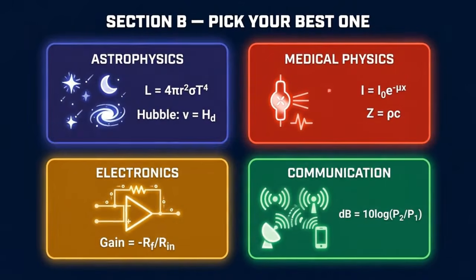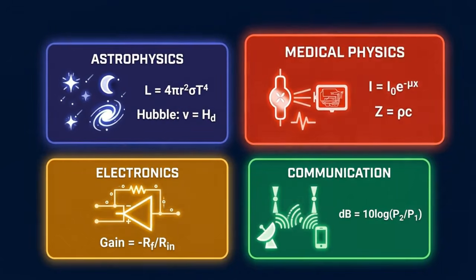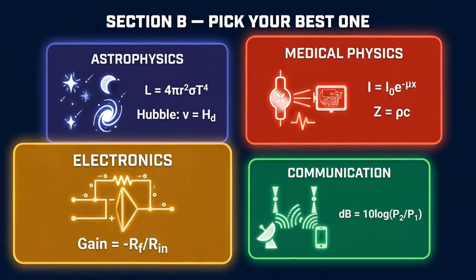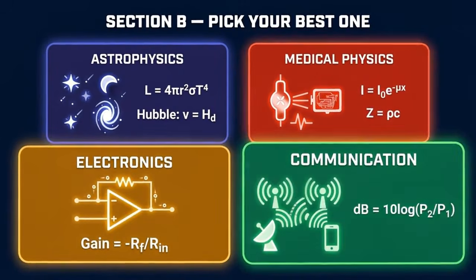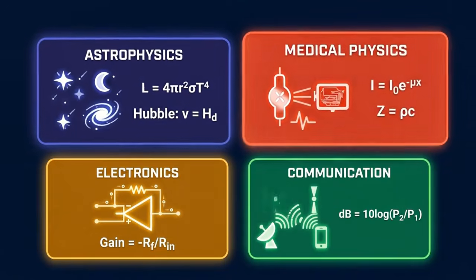Electronics. Inverting op-amp gain equals negative Rf over Rin. Non-inverting equals 1 plus Rf over Rin. Know the comparator output. It switches between positive and negative saturation voltage.